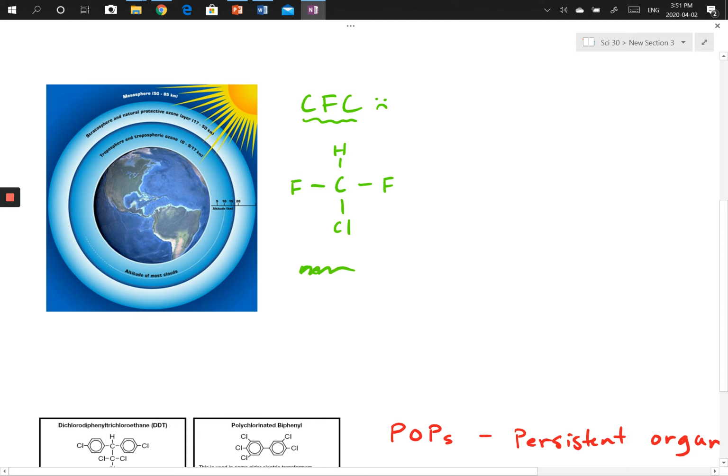I'm not going to write that anymore. So old refrigerators used them as a coolant. They were also used as a propellant for old aerosol cans, and we used these extensively. What happened is they floated up to our upper atmosphere, called the stratosphere. Up there, a series of reactions happened with sunlight that produced chemicals that would react with our protective ozone layer.